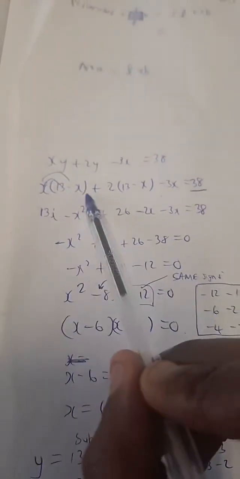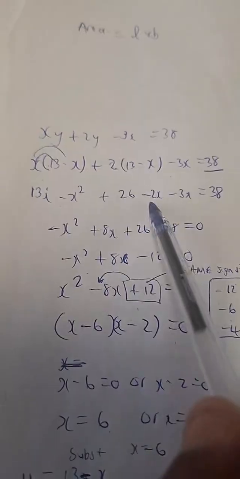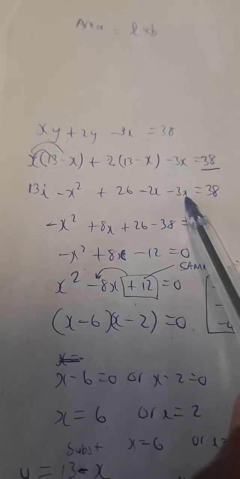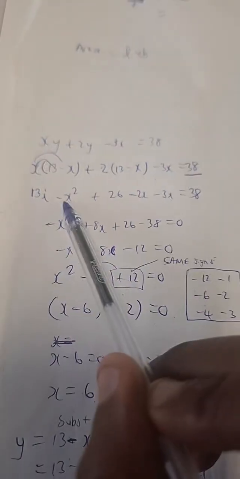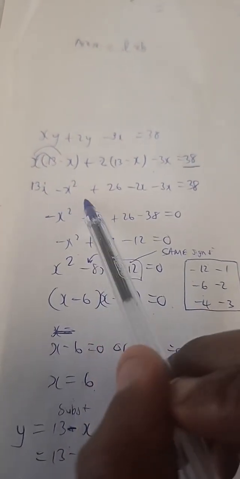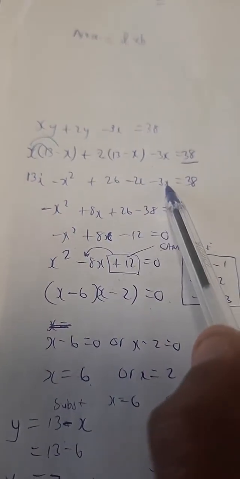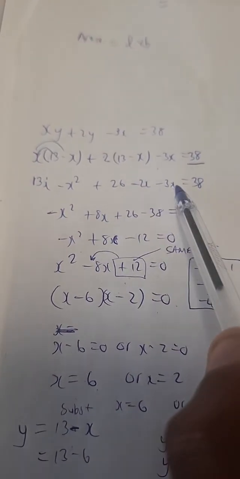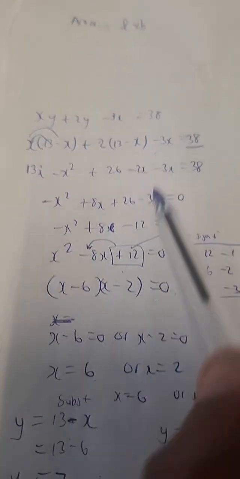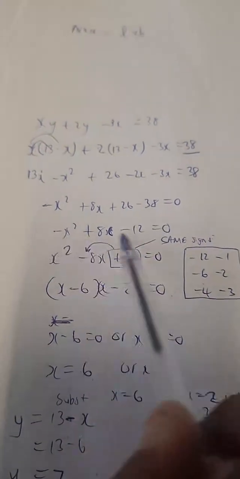X times 13 is 13x, x times negative x is negative x squared. 2 times 13 is 26, 2 times negative x is negative 2x, minus that 3x is equal to 38. Now I'm going to add and subtract my like terms. This is quadratic in nature, so I write my x squared term first, follow it with my x terms. 13 minus 2x minus 3x gives me 8x. Then this 26, 38, transpose it, 26 minus 38 gives me negative 12.